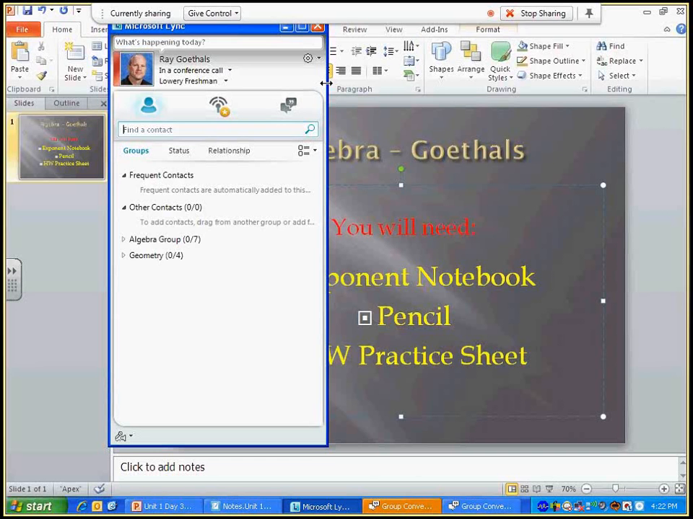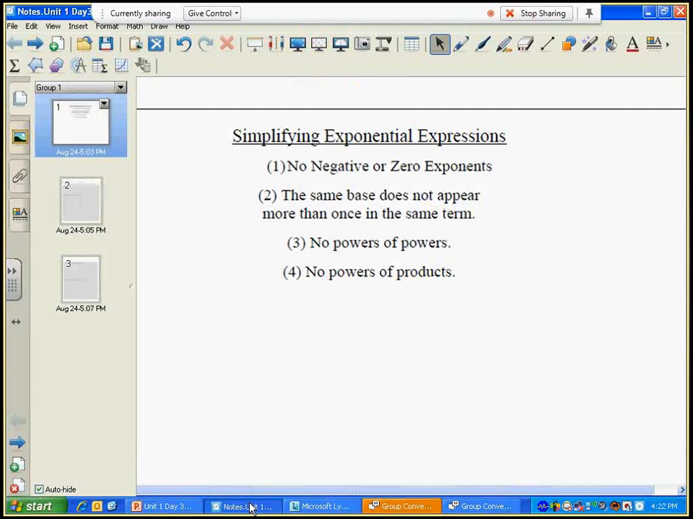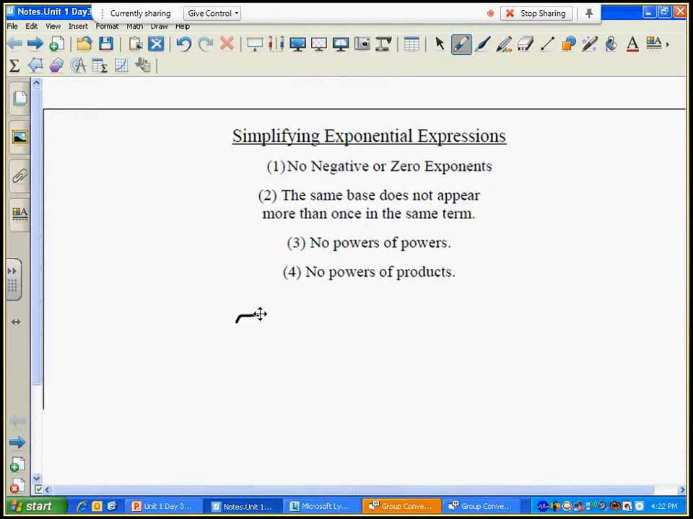As we begin our homework, make sure you have your Exponent notebook, something to write with, and your homework practice sheet. Okay. Let's first turn to the back side of your cover page on your Exponent notebook, where you have your 4 laws of exponents already written down. And let's add the 5th.